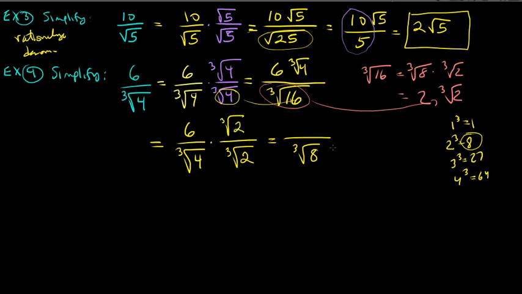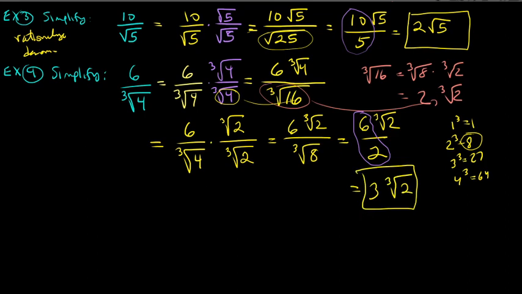And so the denominator will be the cube root of 8, right, which is just 2. The numerator will be 6 times the cube root of 2. And that's as simple as it gets. 6 times the cube root of 2. All right, so I think we're good. Oh, actually, 6 divided by 2. 6 divided by 2 is 3. So in the end, this is just 3 times the cube root of 2.